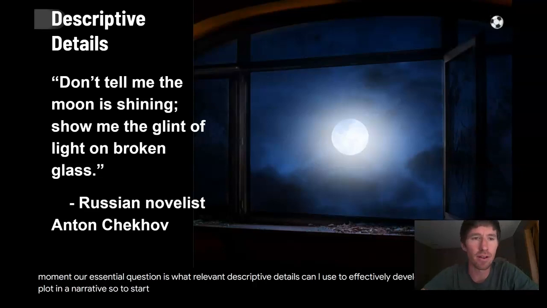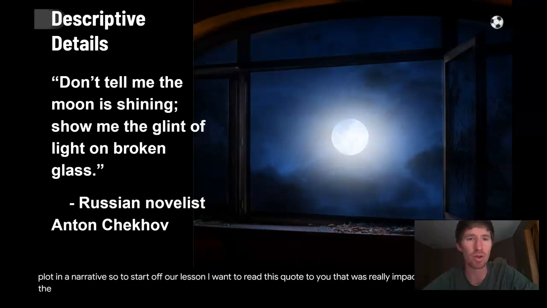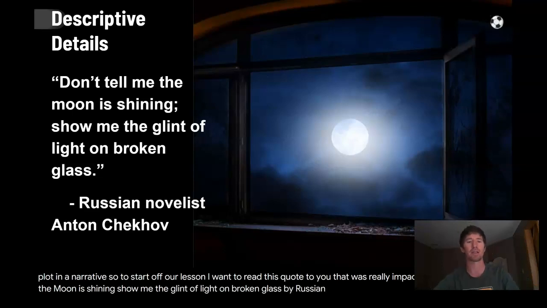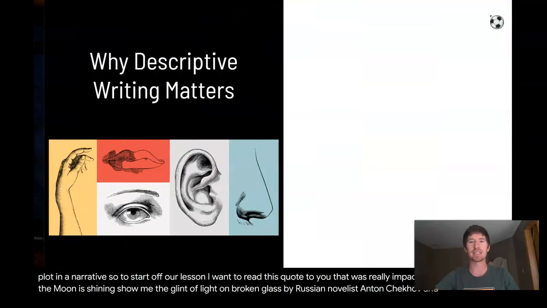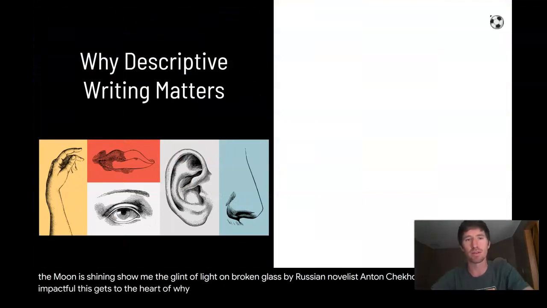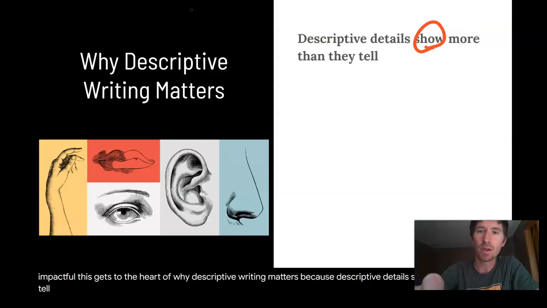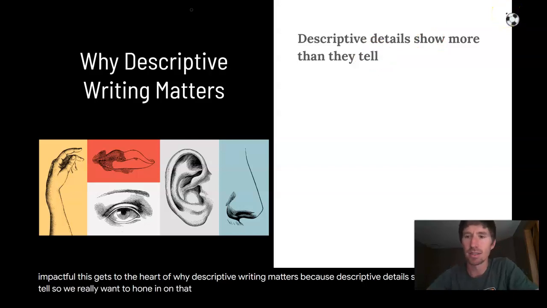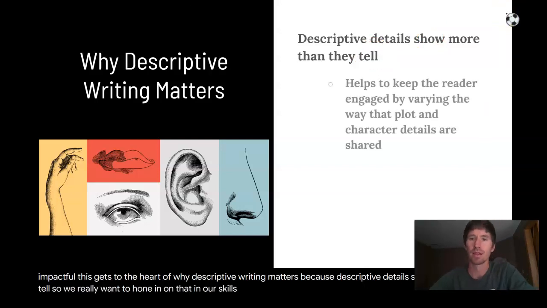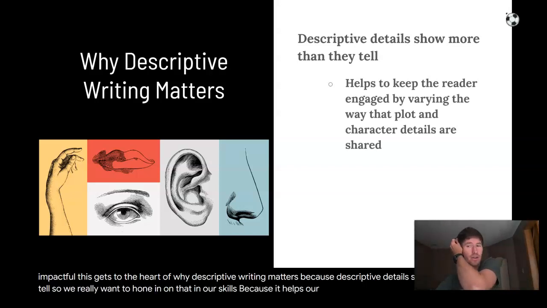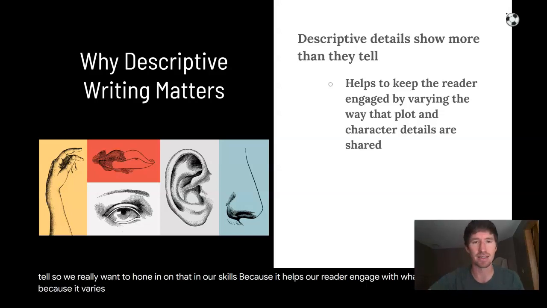So to start off our lesson, I want to read this quote to you that was really impactful. It says, "Don't tell me the moon is shining. Show me the glint of light on broken glass," by Russian novelist Anton Chekhov. And this is really impactful. This gets to the heart of why descriptive writing matters, because descriptive details show more than they tell. So we really want to hone in on that in our skills, because it helps our reader engage with what we're doing, just because it varies things up.